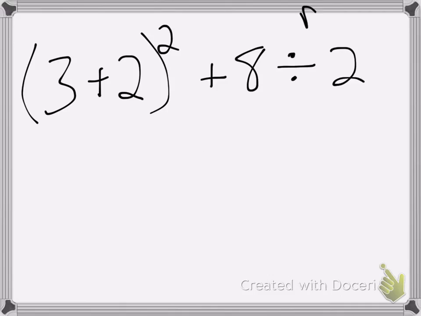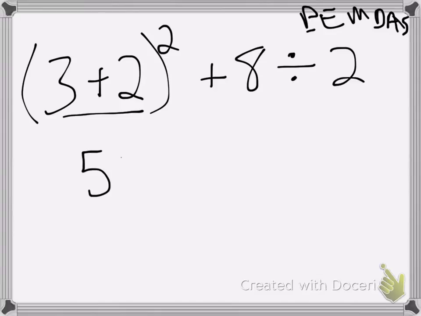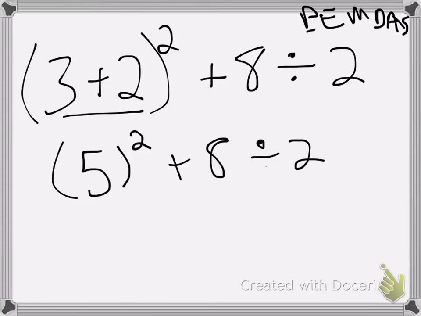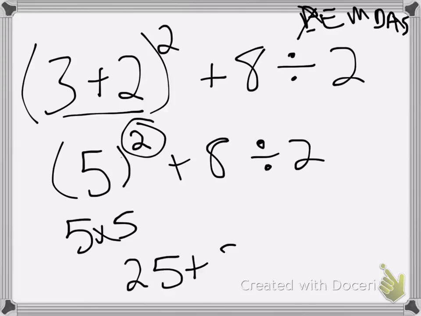Alright, we're going to write PEMDAS at the top. PEMDAS. And so we do our parentheses first. Well, inside our parentheses is the 3 plus 2. So we got 5, and that's raised to the 2nd power, plus 8 divided by 2. Okay, well, we got done with our parentheses. Now we're on our exponents. We've got this exponent here. So 5 squared is 5 times 5, which is 25, plus 8 divided by 2.